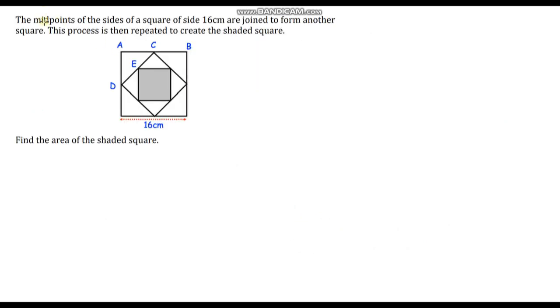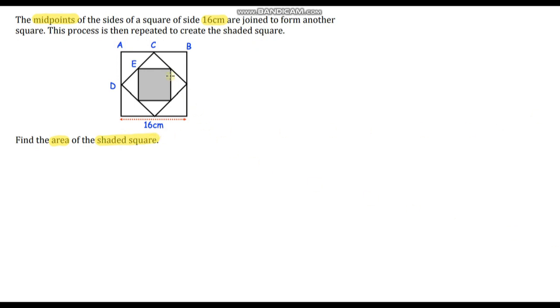Okay, the next question. The midpoints of the sides of a square of 16 centimetres, which is this square here, are joined to form another square. This process is then repeated to create the shaded square. Find the area of the shaded square.